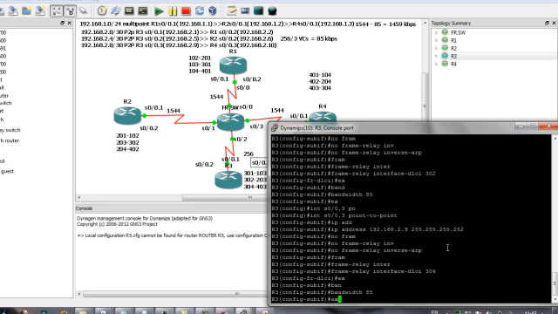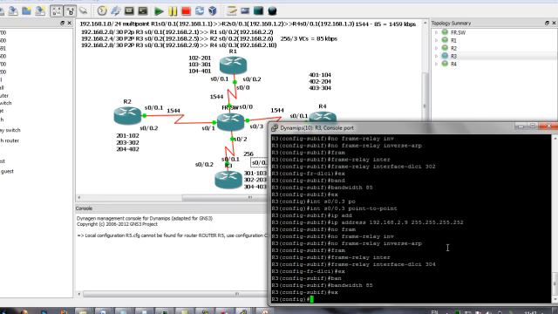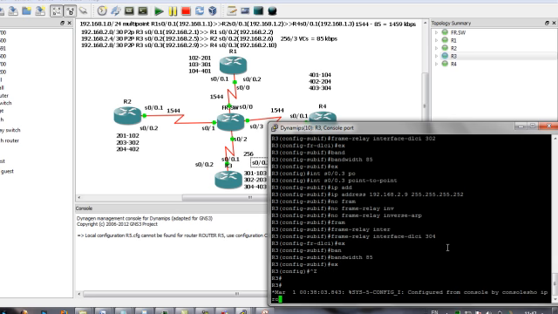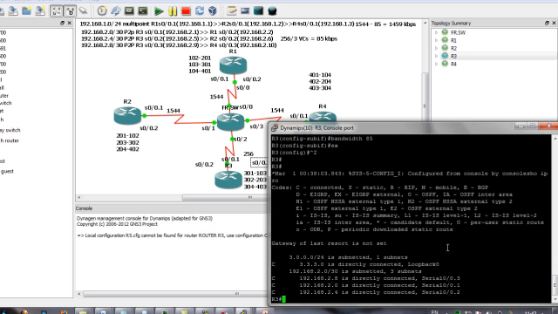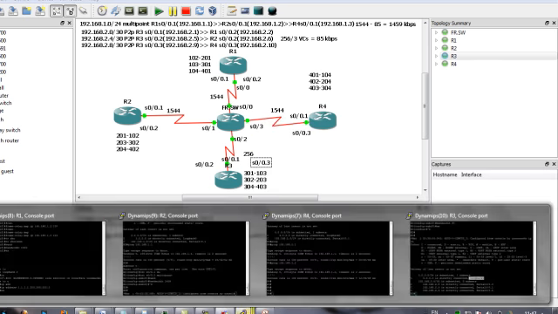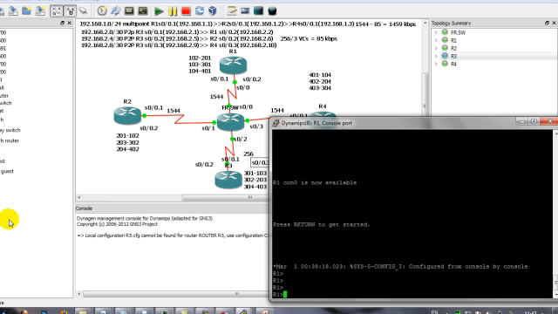So we just finished Router 3. We don't have anything else. Show ip route. That's good with the loopback interface. So we finished here. Now go to Router 1 and create the interface.